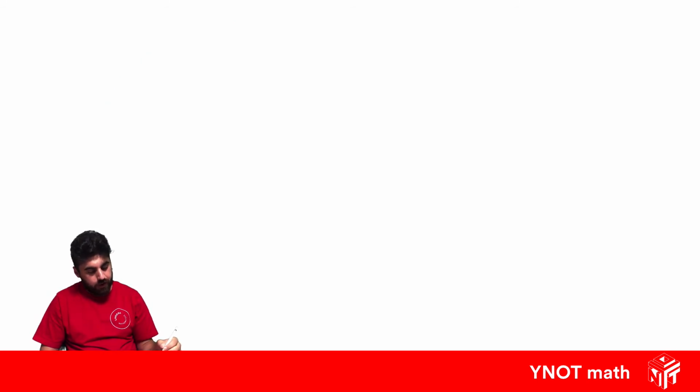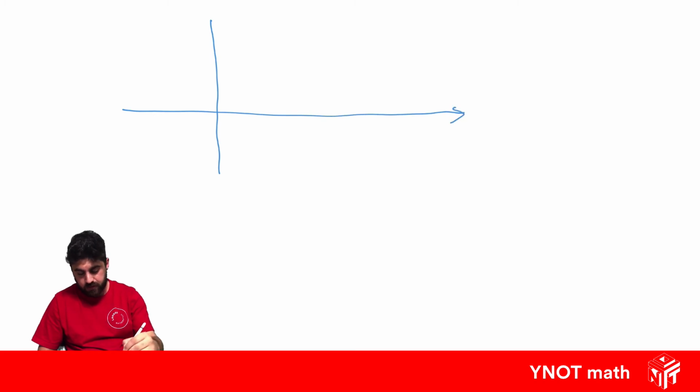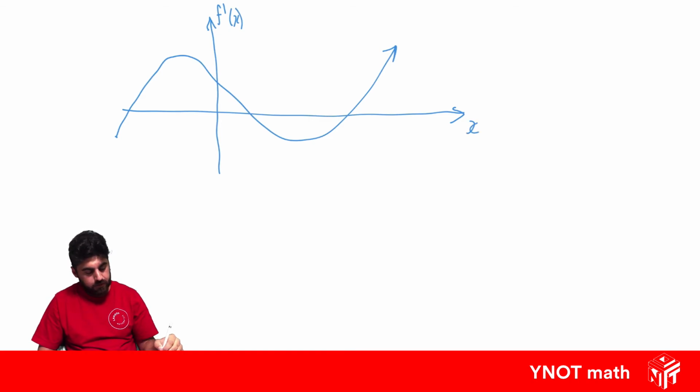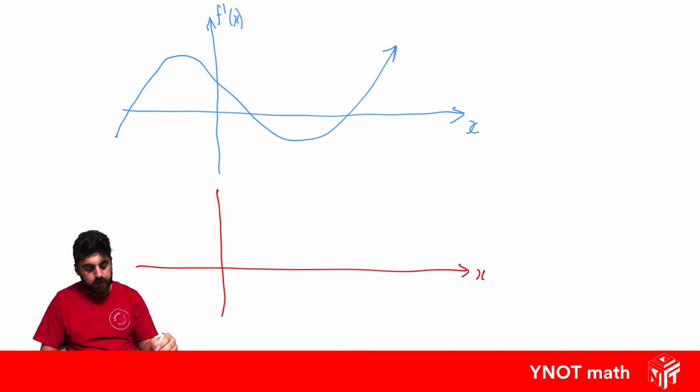All right, let's try going the other way. So this time, let's look at the same graph, but this time we start off with the derivative function. And we want to graph the original function. So we need to think with reverse logic here. So this time we have the derivative function.